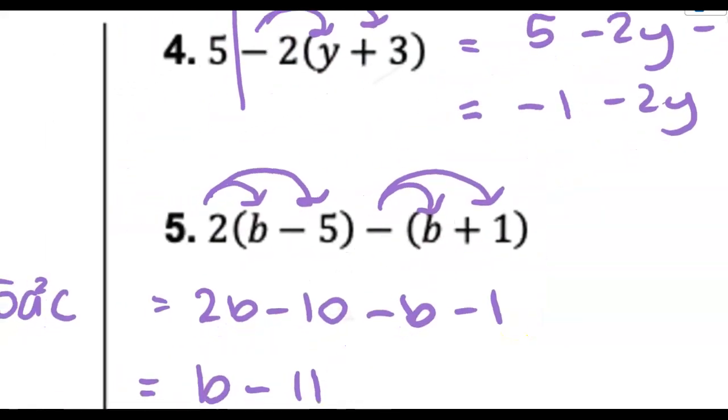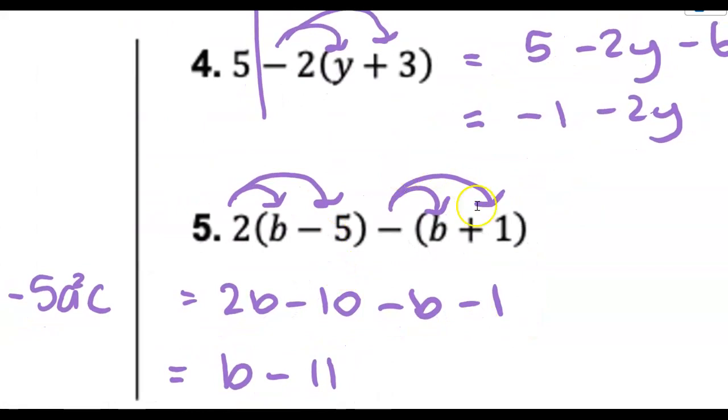Okay, next one. Question 5. We have 2 brackets here. We're going to look at the first one first and expand that. 2 times b is 2b. 2 times minus 5 is minus 10. Now, this negative is really commonly forgotten in our course and causes a lot of problems. There's a minus 1 there, so we're still needing to take that minus through that bracket because we can't ignore that. So minus 1 times b gives us minus b. Minus 1 times 1 is minus 1.